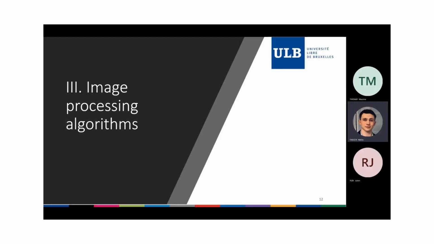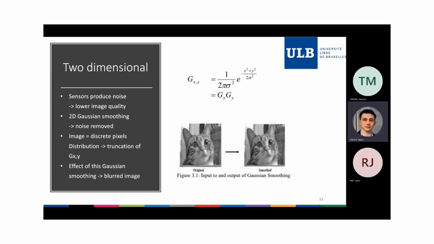Now let's talk about image processing algorithms. Gaussian smoothing noise is caused by sensor electronics, and if introduced in signal transmission, it can reduce the visual quality of an image. So that's why we use 2D Gaussian smoothing, which is a convolution operation and a low-level image processing algorithm which will suppress this noise.